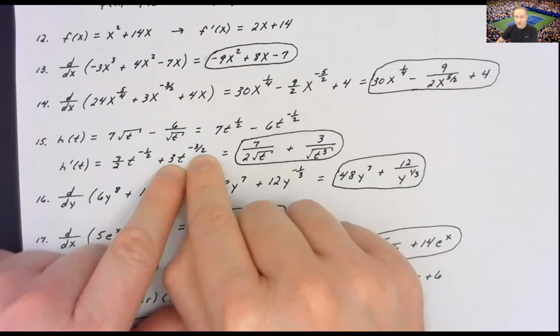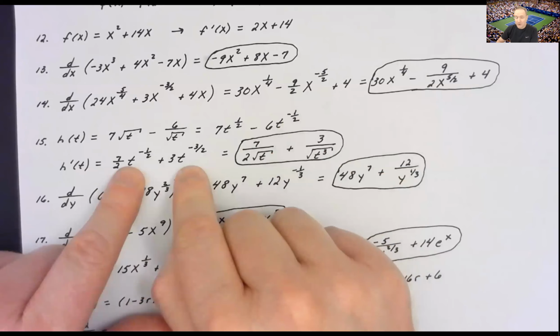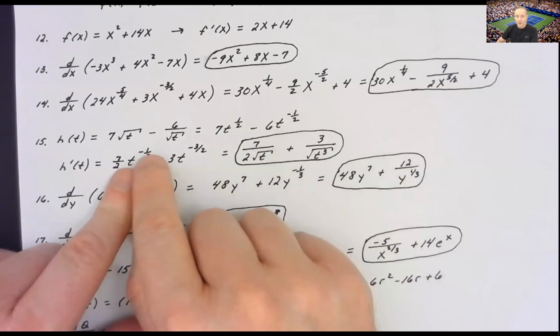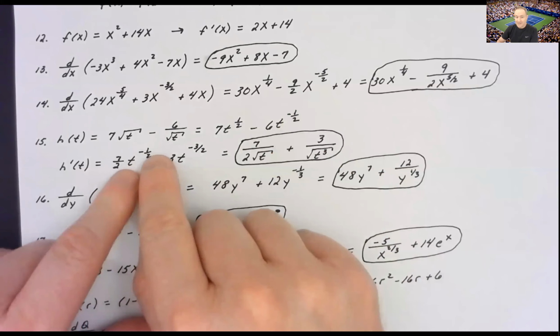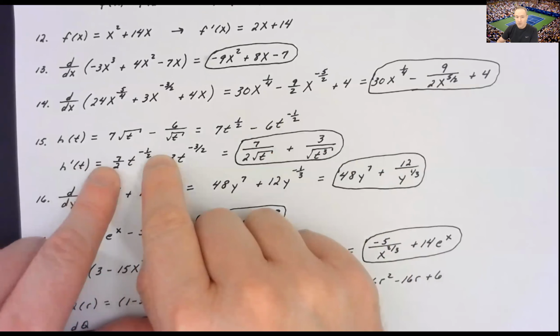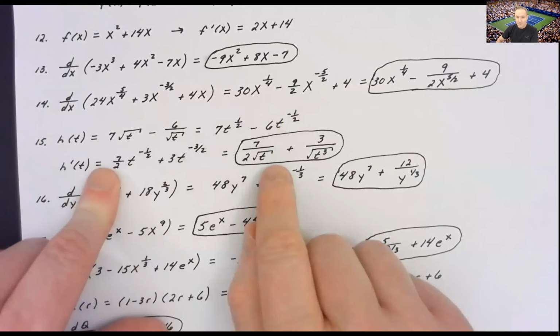Now, this is my correct answer, but I want to put it back in terms of radicals, and I want to get rid of any negative exponents. So I know that this negative power here just means that t belongs in the denominator inside of a square root. So I write my first expression as 7 over 2 on the square root of t to the first.